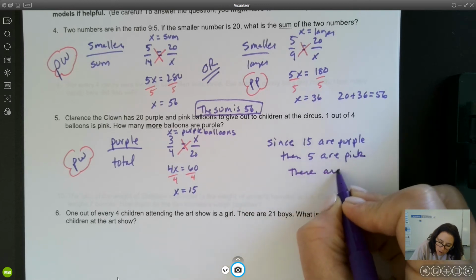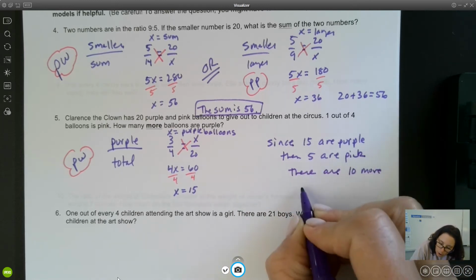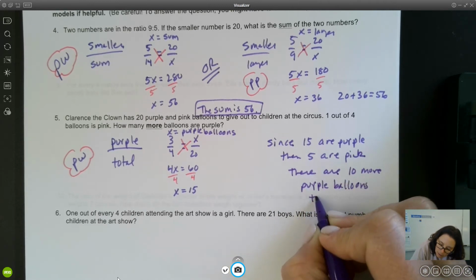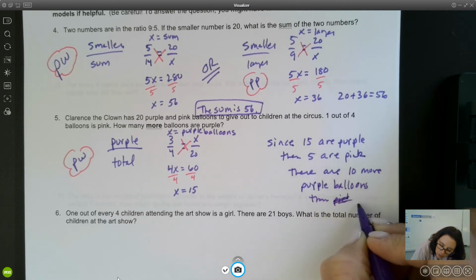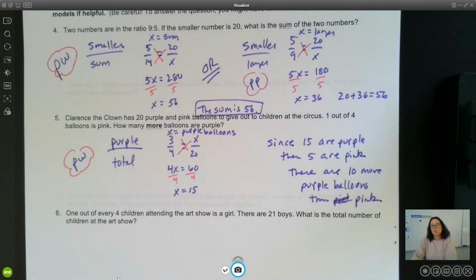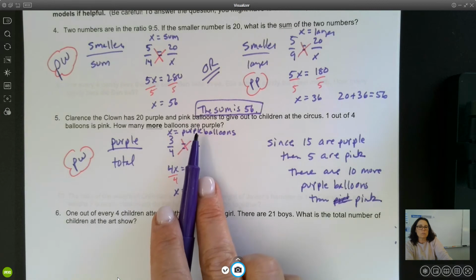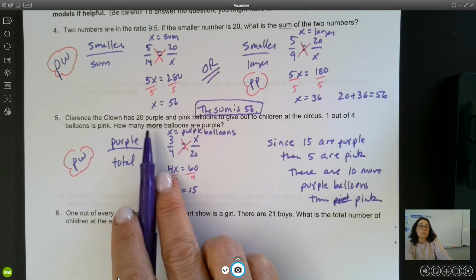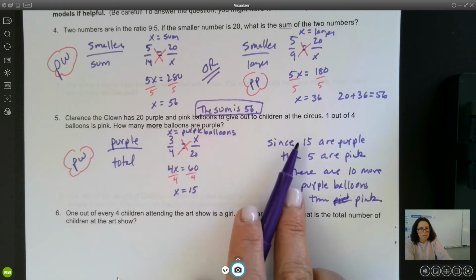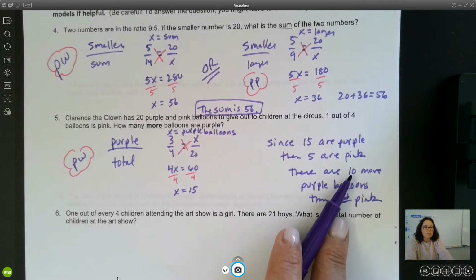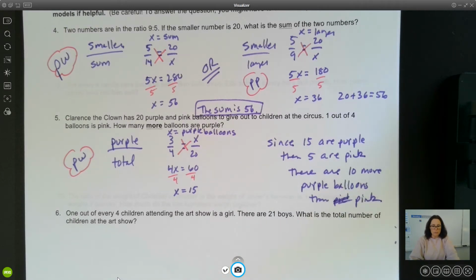There are 10 more purple balloons than pink. Not pick, pink. Okay, it's super important to understand, you guys, what you get your X to be may no longer be the answer. You had to do something with that. X stands for the purple balloons, but that's not what the question is. It's how many more balloons are purple. So you have to think about how many purples and how many pinks, and then subtract 5 from 15 to get the answer of 10. 10 more purple balloons is your answer.